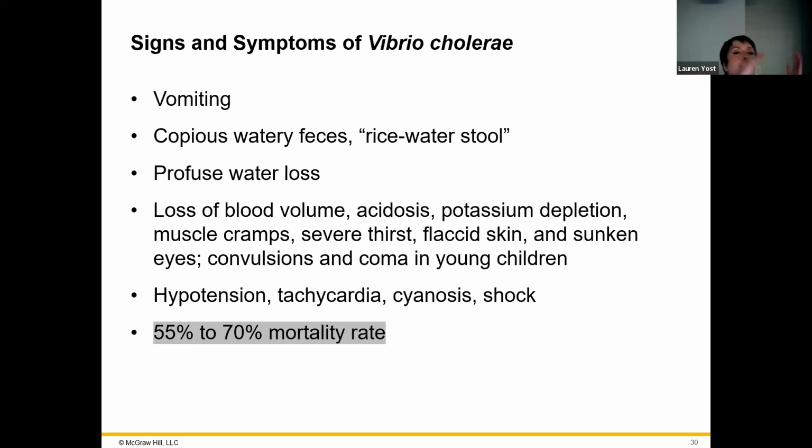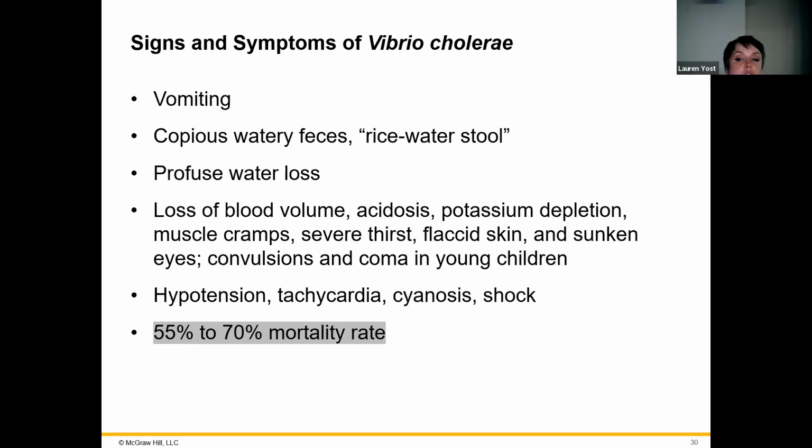So this leads to profuse water loss in the body. So you're massively dehydrated, but you're not just losing the water of your body, you're also losing all those electrolytes. And those electrolytes are essential for your muscle function. And so what we have is loss of blood volume because all the water is being pulled out throughout your entire body and then being expelled through the intestinal tract. We have acidosis of the blood, potassium depletion, which is one of the electrolytes that's being lost, muscle cramps because we can't control muscle movement very well anymore because our electrolytes aren't there to help maintain that.